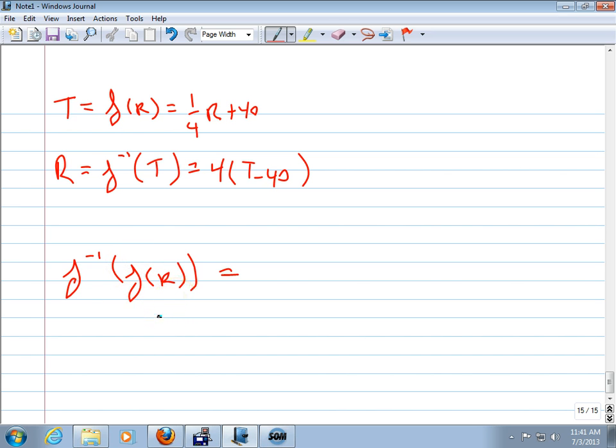Algebraically, we use inverse functions to cancel stuff. This is why. So if we got the right f inverse, this is a way to check that we did it right. Everything should cancel out. So I'm going to take f of r, which is 1/4 r plus 40. Plug it into where? Into f inverse. Okay, so that means 4 times the input minus 40, but the input is 1/4 r plus 40. So what happens?